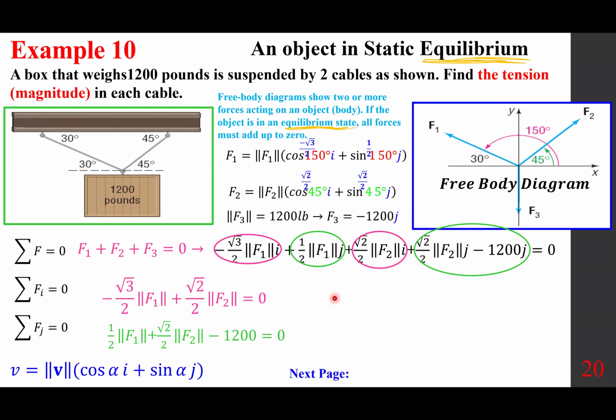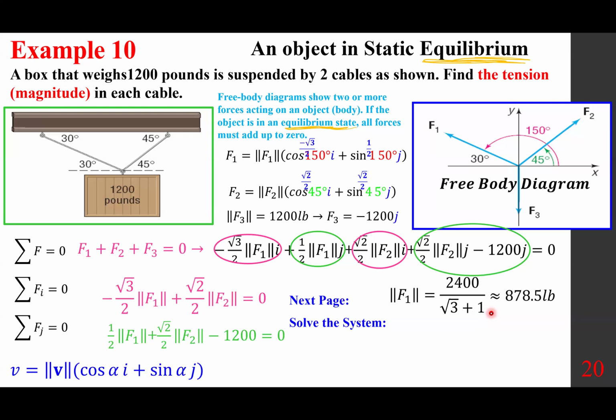And I'll show you actually in the next page, just in case. You solve this system. It's a little bit involved. But what happens is that magnitude of F1 becomes 2400 over square root of 3 plus 1 precisely. You put it into a calculator, you get 878.5 pounds. And magnitude of F2 is square root of 3 over 2 times 2400 over square root of 3 plus 1 precisely. You put it into a calculator, you get that.